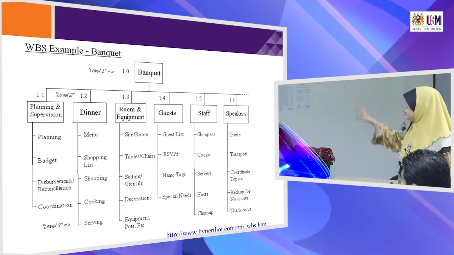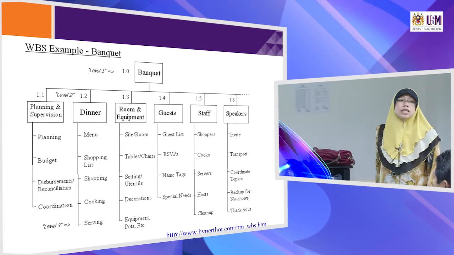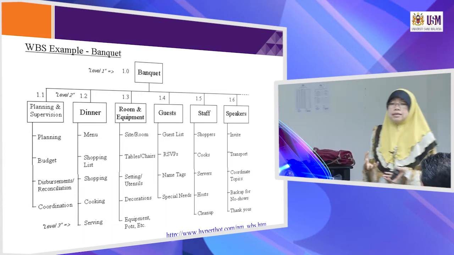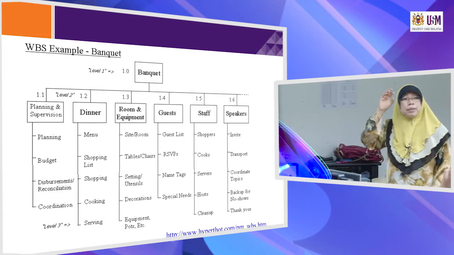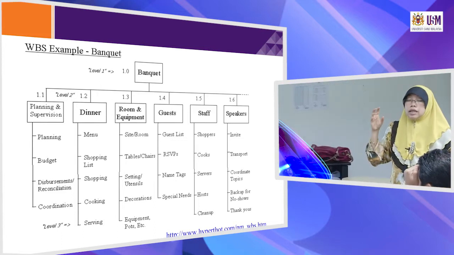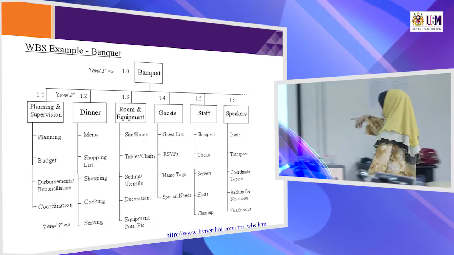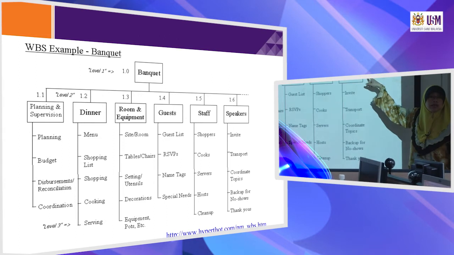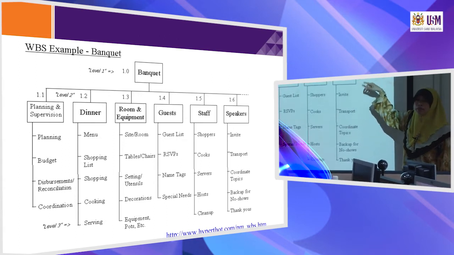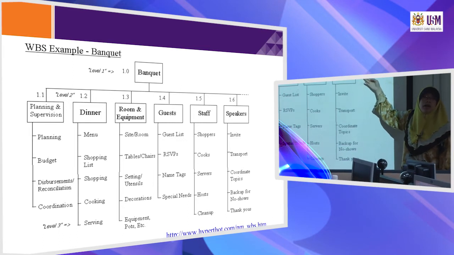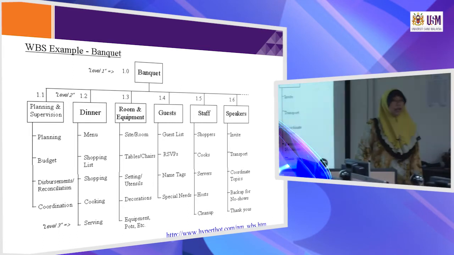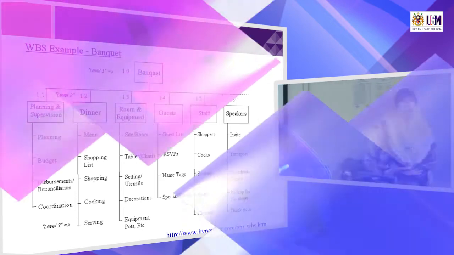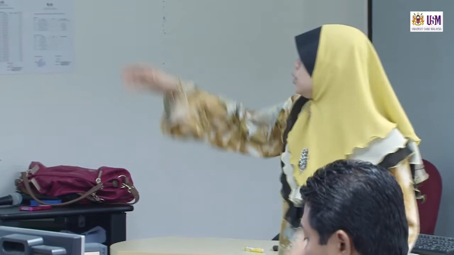It will help you define the scope of work and the outcomes that you plan for the event. Each package has its own outcomes, meaning for speakers, what are the outcomes? You are going to invite Prof. Karim, for example. So what is the outcome? Whether Prof. Karim will attend or not, and whether he requests something, like asking you to bring special equipment and so on. So you must put it there.